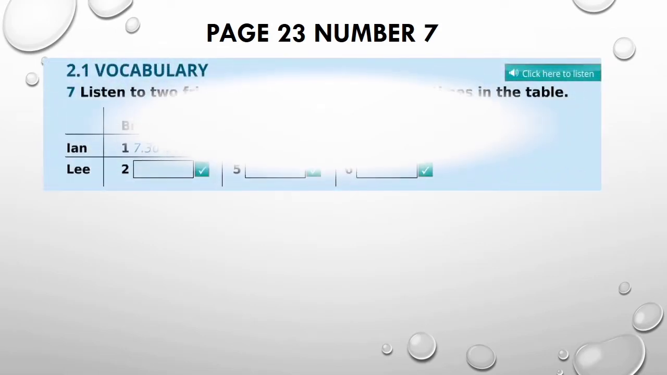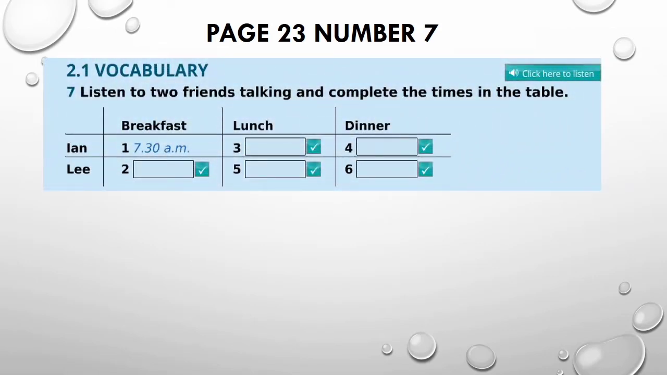open your student's book page 23, number 7. Okay, vocabulary. Listen to two friends talking and complete the times in the table. Now I will give you the recorder again and listen carefully. Here we go.